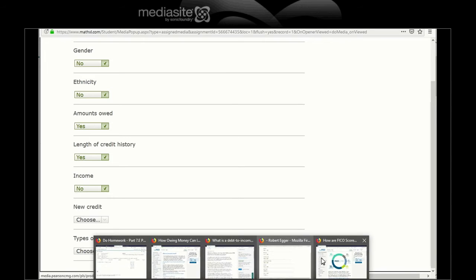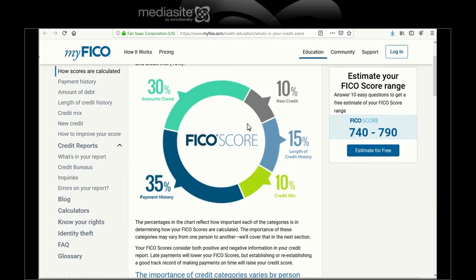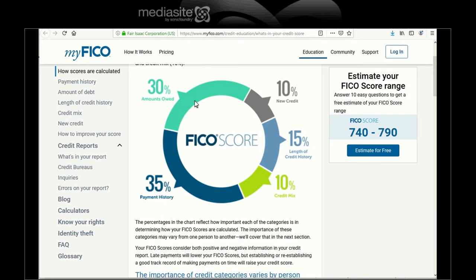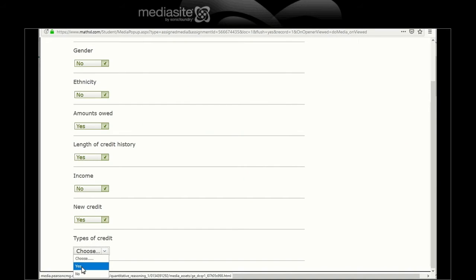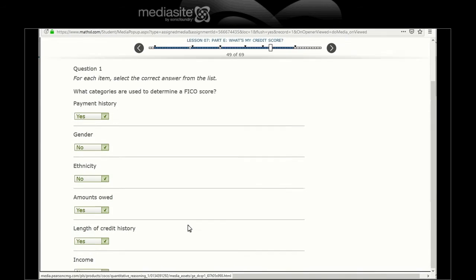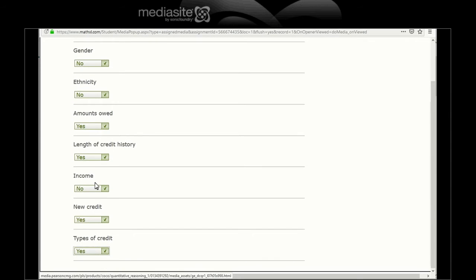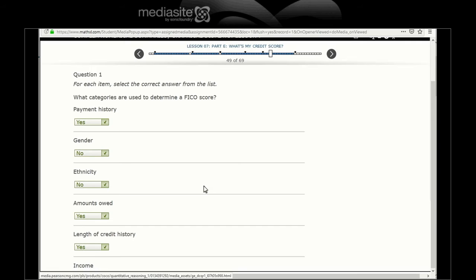New credit. New credit. And types of credit. That'd be on the credit mix. Yes. So everything checked yes. Should be five yeses. So note specifically that gender, ethnicity, and income are not part of your credit score and do not influence your credit score. That's pretty wild.